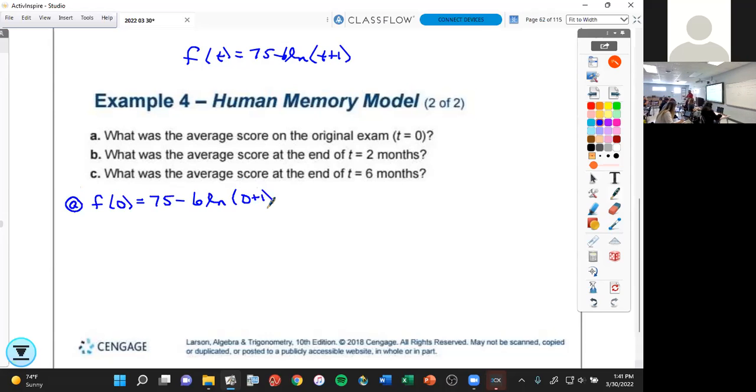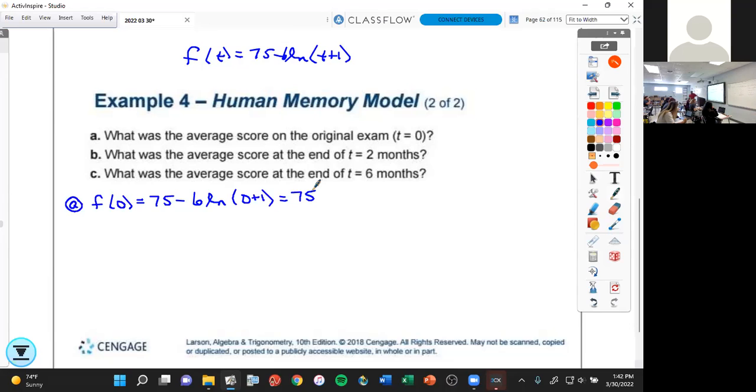What is the natural log of 1? What point is on all natural logs? 0, 1. No, it's not 0, 1, it's 1, 0. So what is the natural log of 1? 0. The natural log of 1 is 0. So 75 minus 0 is 75. Okay, so the very first time this test is taken, the average score was a 75.